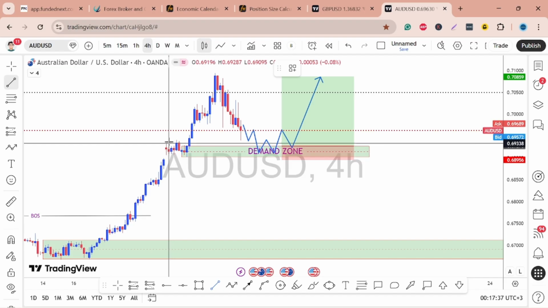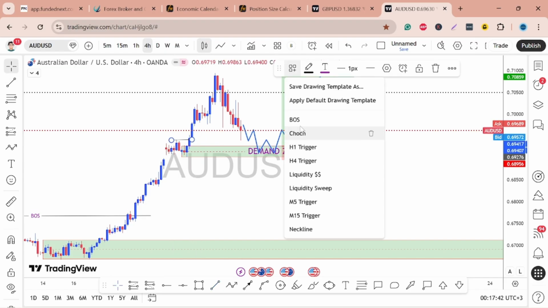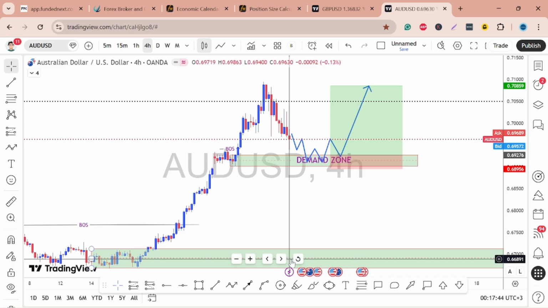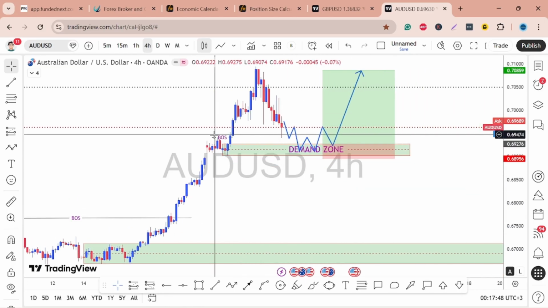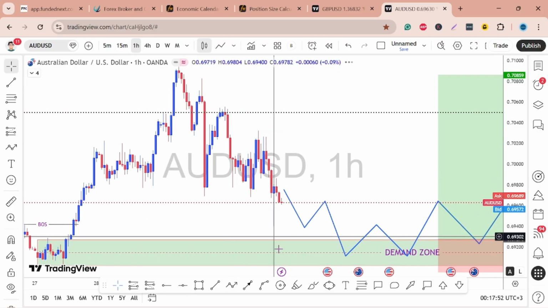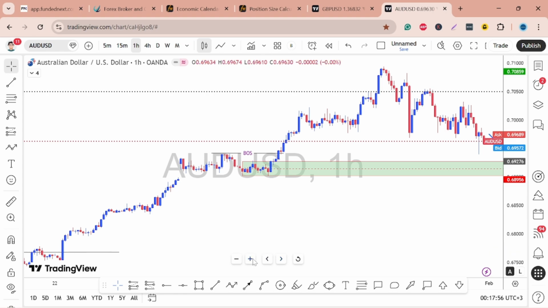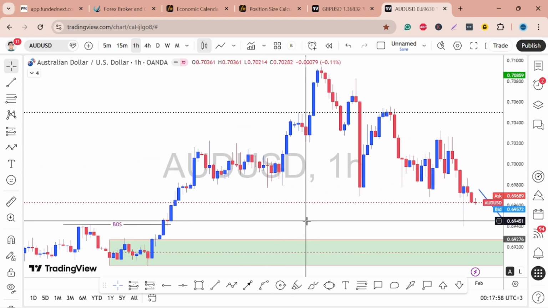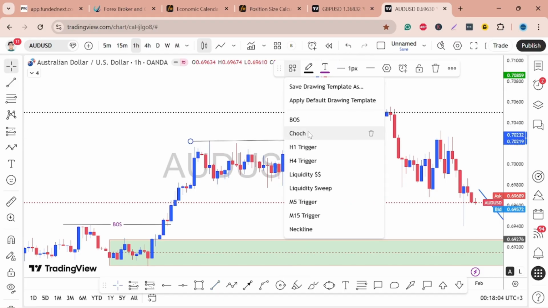Remember, we have some little break of structure here because the market was so overstretched, and that's why you can see it's a minimal break of structure until you go to the 1 hour time frame. That is when you can visualize it better. So this is a break of structure.